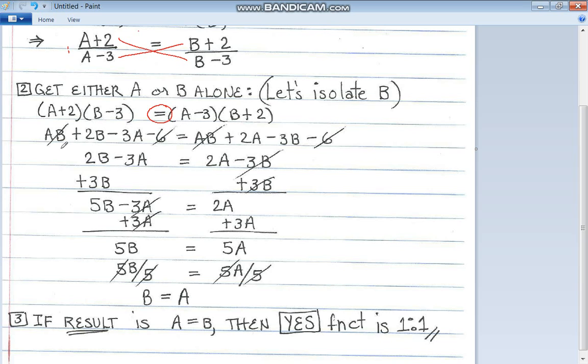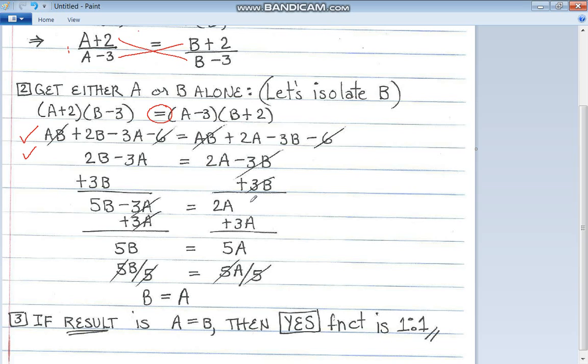We're using FOIL. We get ab plus 2b minus 3a minus 6, which is equal to the other side, ab plus 2a minus 3b minus 6. Now what I did between this line and the next line, I added 6 to both sides and subtracted a times b from both sides. That's why I crossed them all out. And that left 2b minus 3a equals 2a minus 3b.